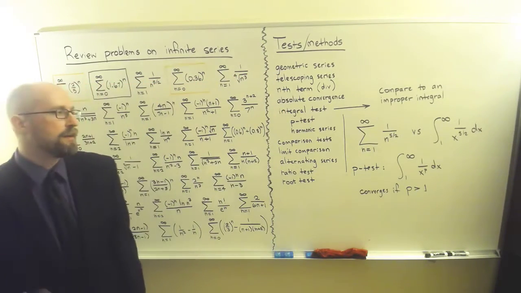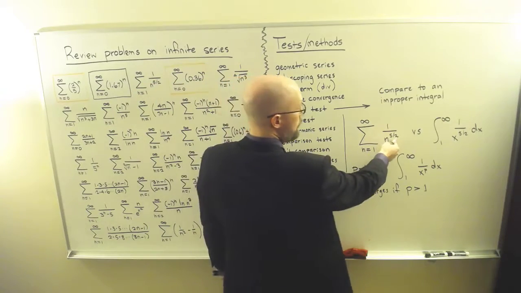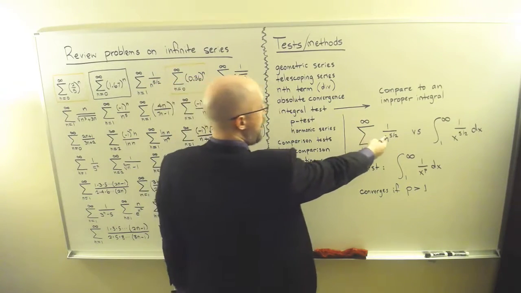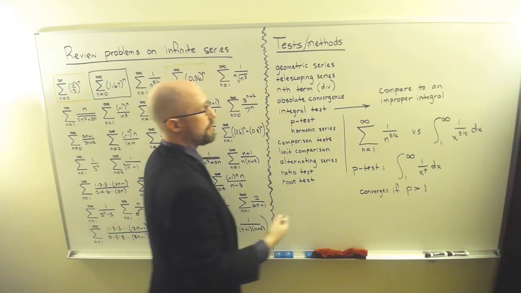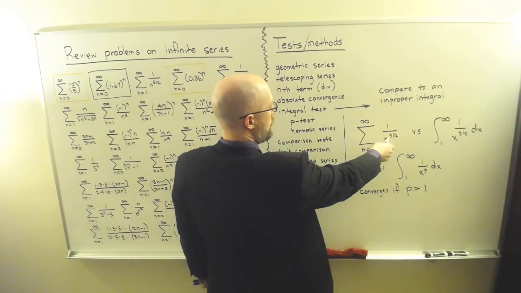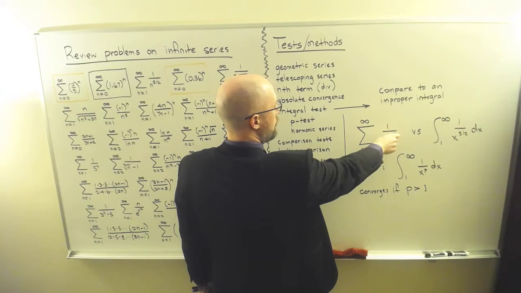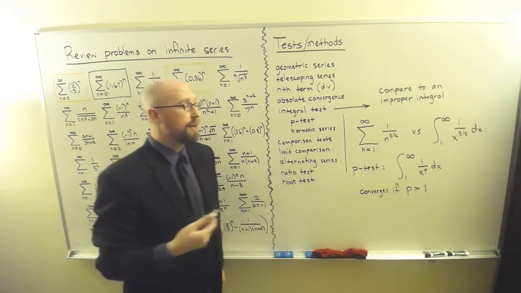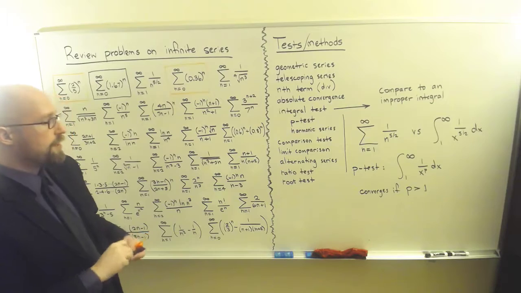Now notice this power is in the denominator, right? If this was n raised to some power in the numerator, then it would have to be less than -1. But so long as it's in the denominator, you want the power with the n to be bigger than 1, and then it will converge. So you know it converges.